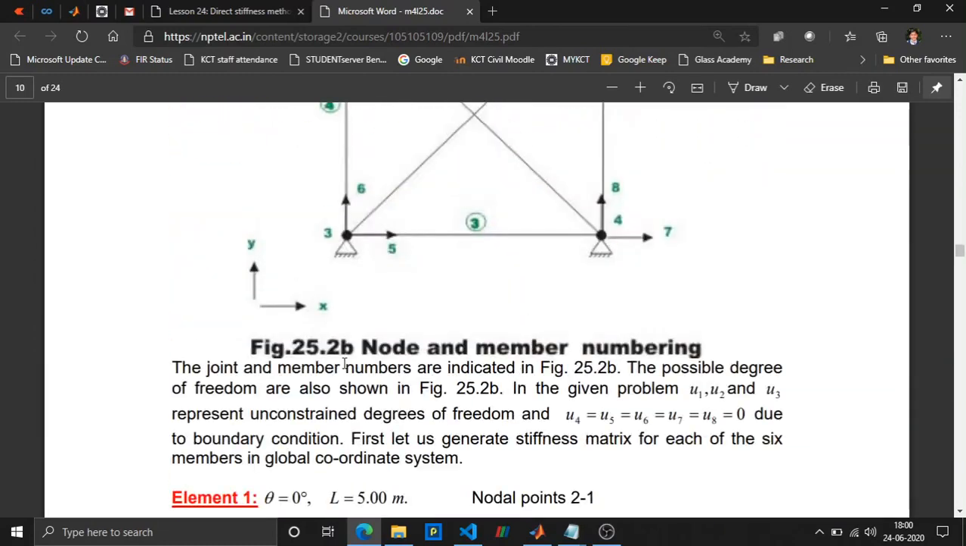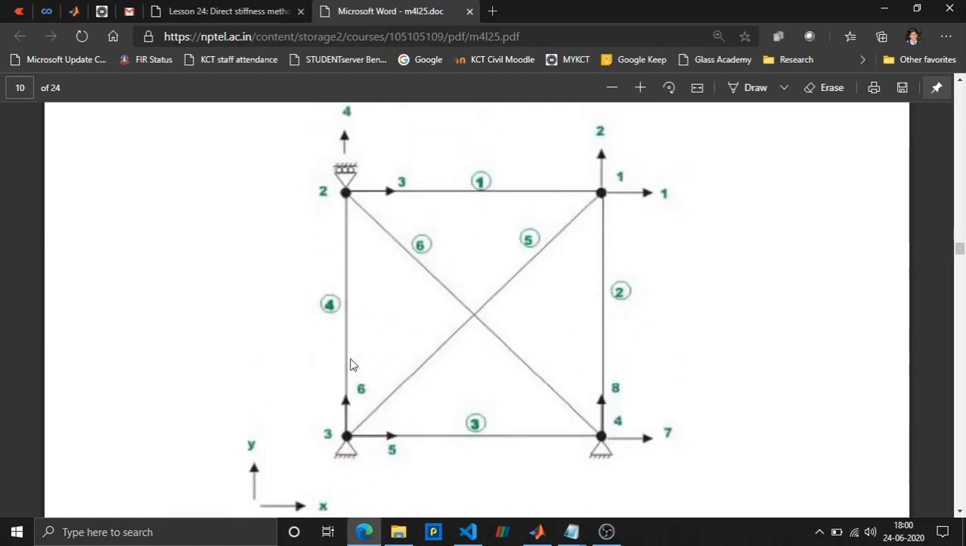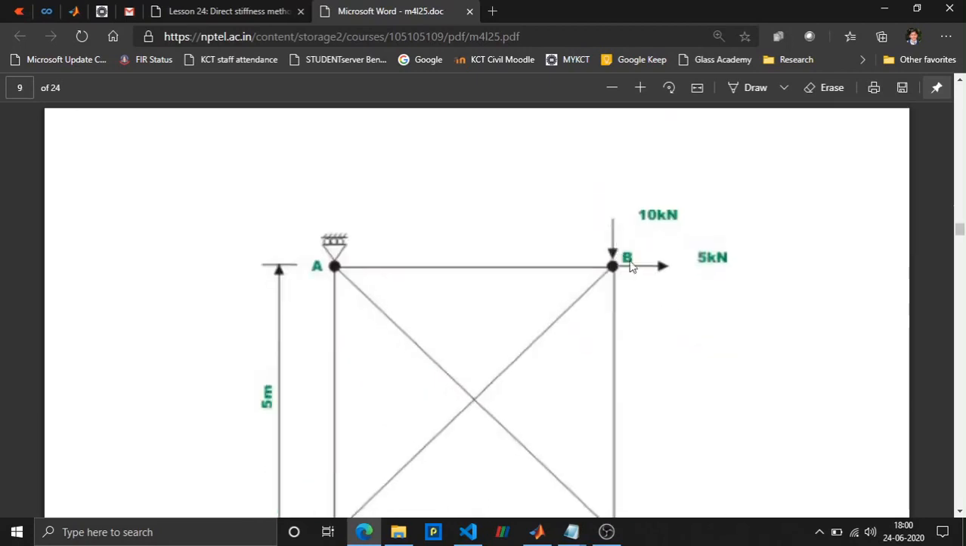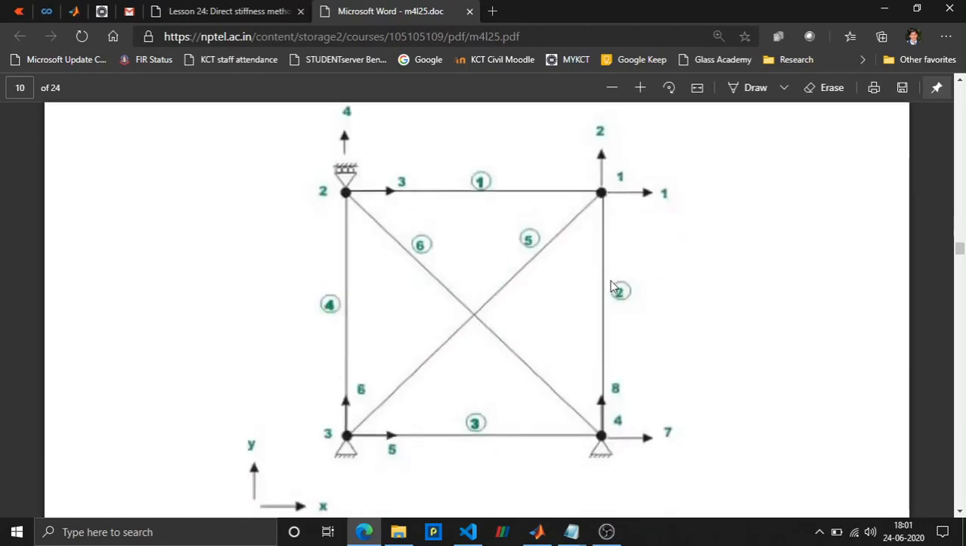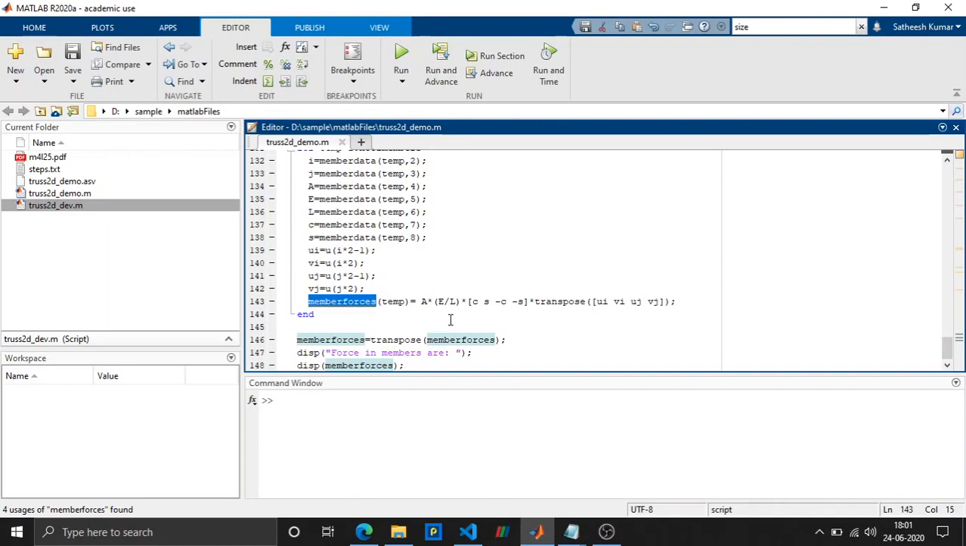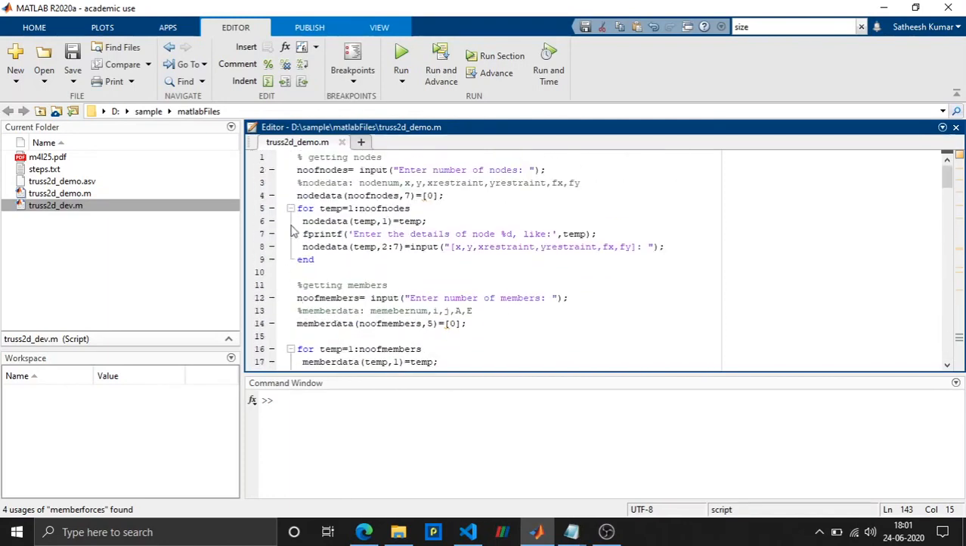Now let us check our given inputs. For our particular problem, let us look at this picture. Node 1 is located at 5, 5, and there are no restraints here, and there are two forces. Here there is a force of 5 kilonewton and here there is a force of minus 10 kilonewton. So now we will run our program.